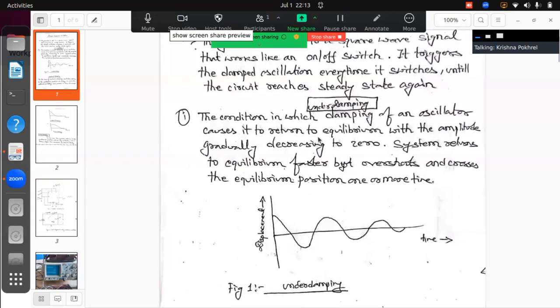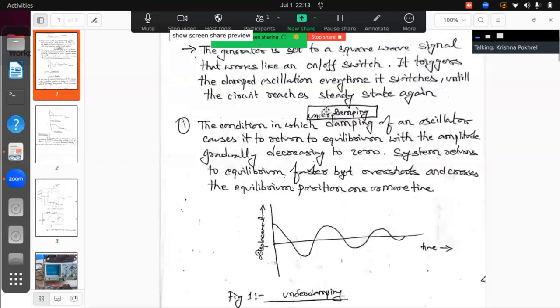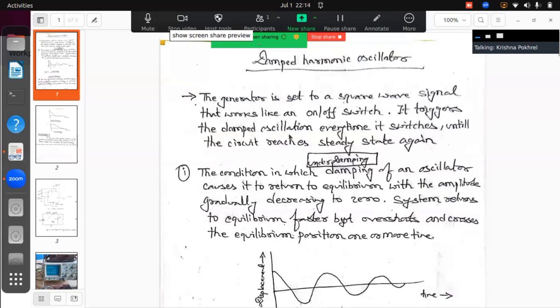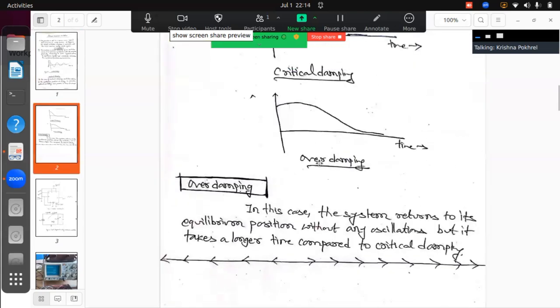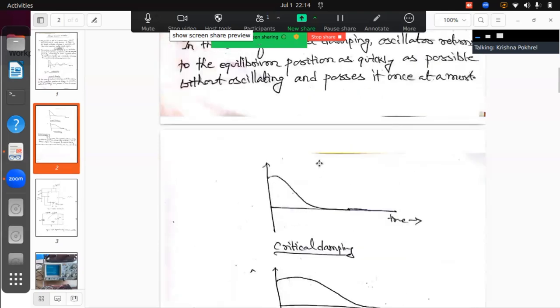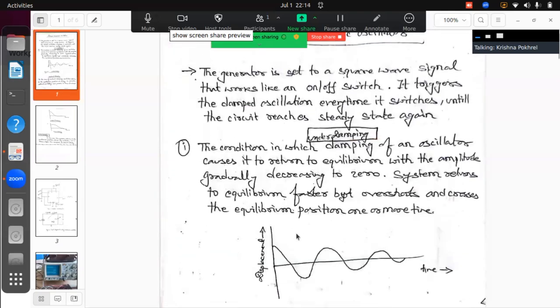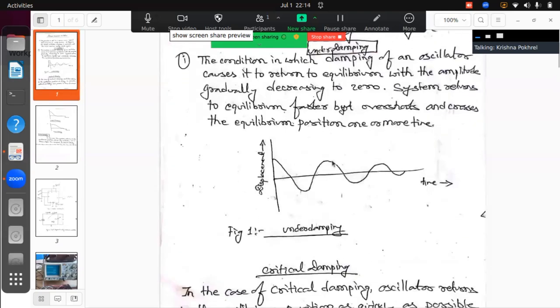Okay, now we'll talk about the underdamping process. What is the underdamping process? It is one of the types of damped oscillation. There are 3 types of damped oscillation. One is underdamping, another is critical damping, and another is overdamping. Actually, we can see here the amplitude of the wave is being decreased along with time.